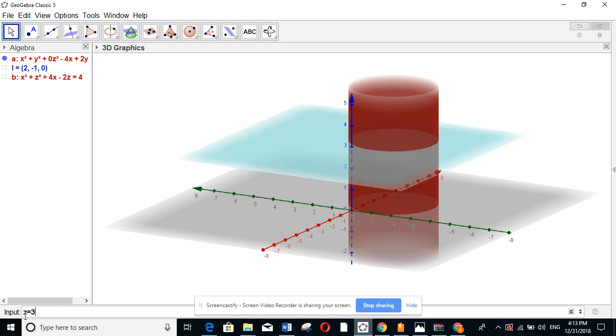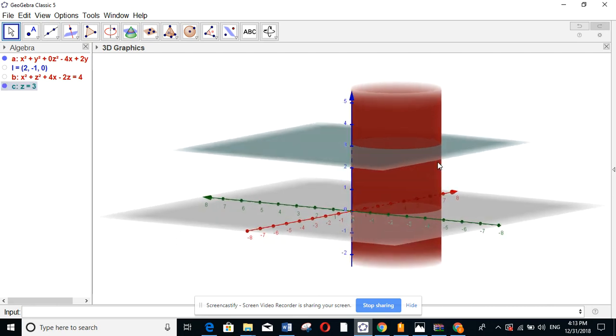It means it's a plane perpendicular to the z axis. Like here, it's perpendicular to the z axis and parallel to the xy plane. Okay, you can see this plane here. So you can see that the intersection between the two is a circle.